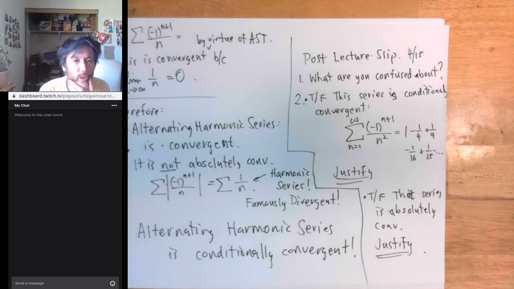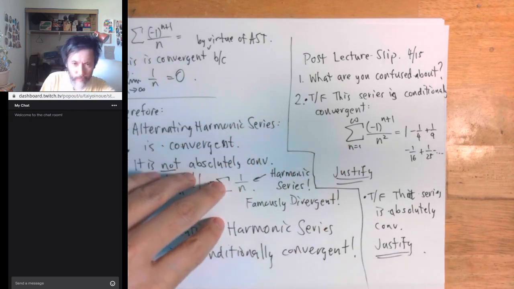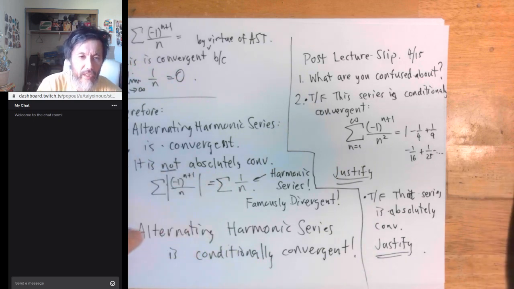For those of you that are interested in simple programming stuff, I'm going to end the lecture right now, but maybe what I'll do is a little Python script, because I'm curious if I'm right about the alternating harmonic series, to see whether or not it converges to log of 2.